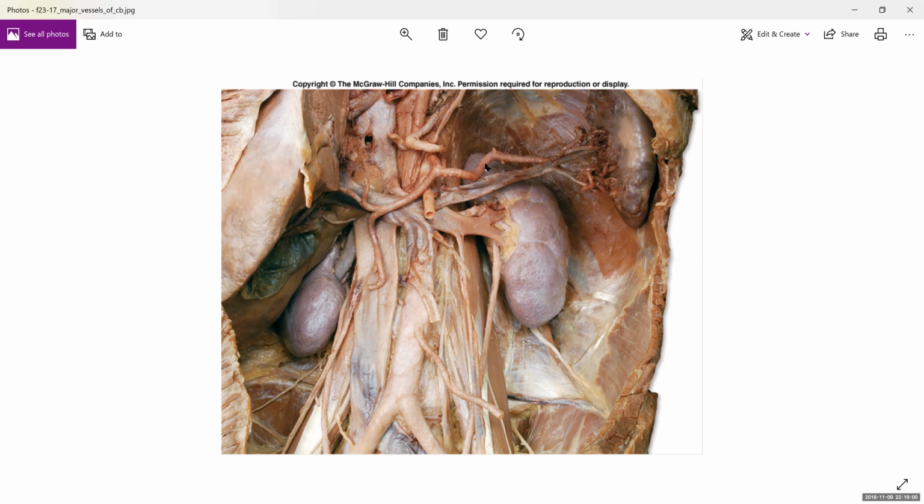Splenic artery. Name this vessel. Left gastric artery. Name this vessel. Common hepatic artery. Name this vessel. I think it's the gastroduodenal artery. Not sure. And then this one, probably the proper hepatic artery. Hepatic artery. Not 100% sure either.